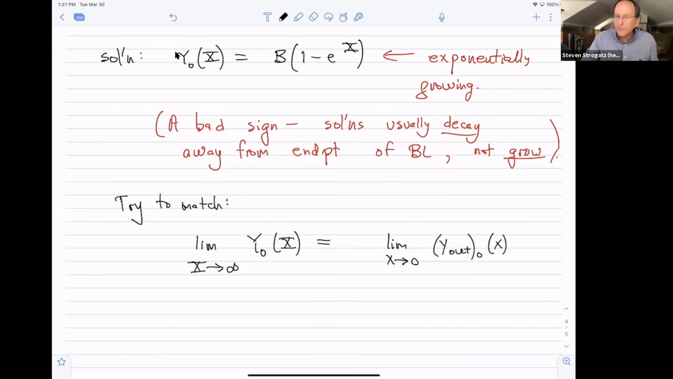Let's see, I see something in the chat. Is this a question or an apology or what? What would we do if 2 or more balances are possible, asks Maria. Good question. That will come up.